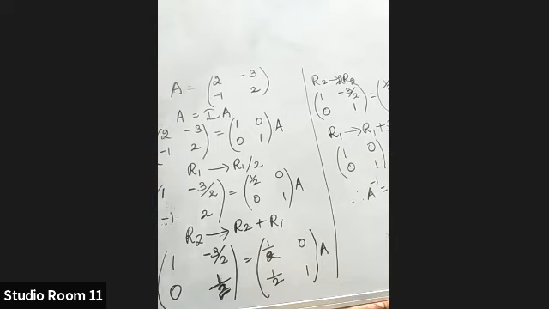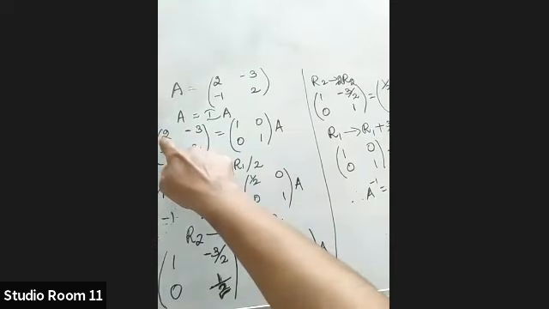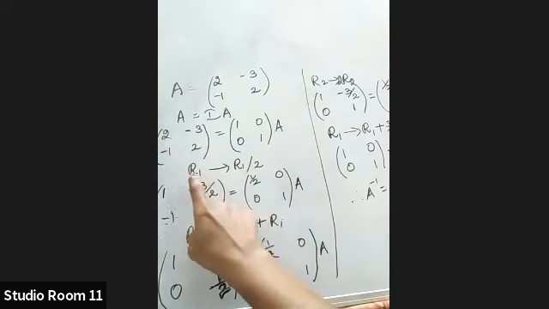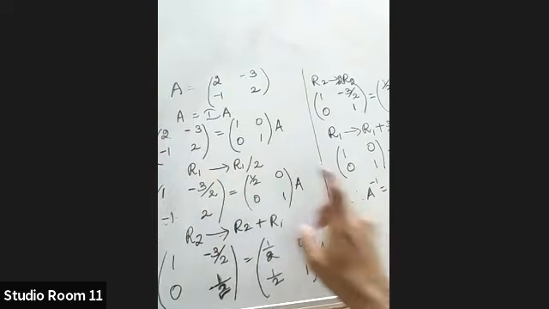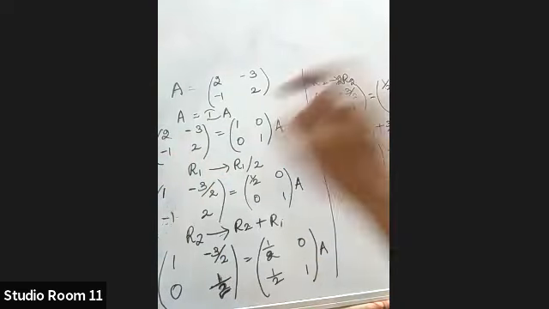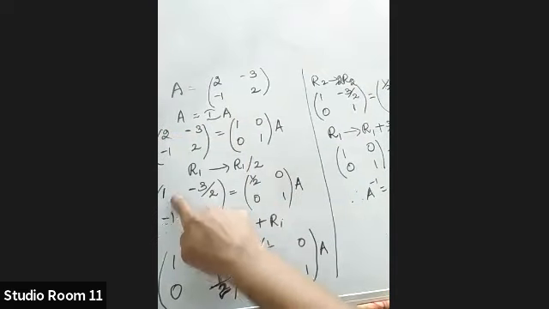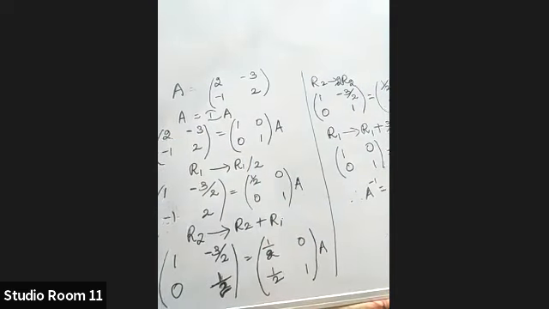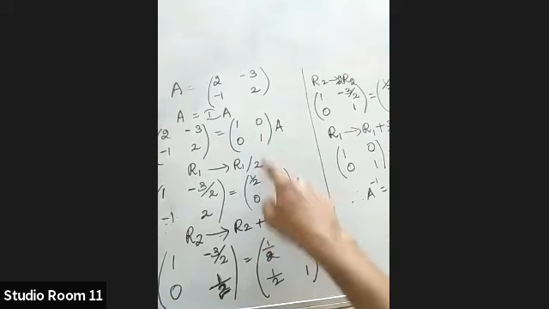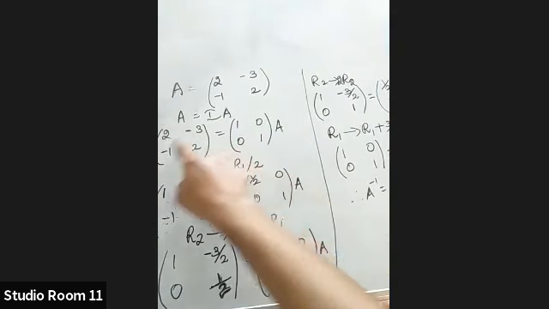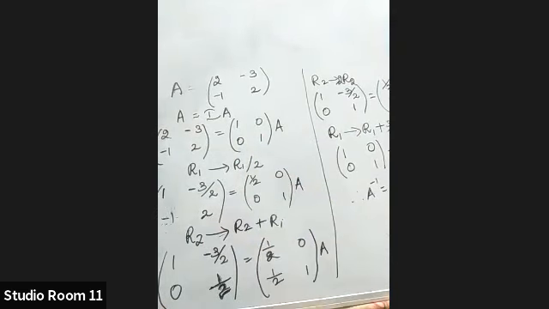First row, first column, it is 1. Here it is 2. To make it 1, what are you doing? R1 gets R1 by 2. First row, we are dividing by 2. So 2 by 2 is 1. This one will become minus 3 by 2. It is 1 by 2, 0. Second row, no change. We are writing as such.